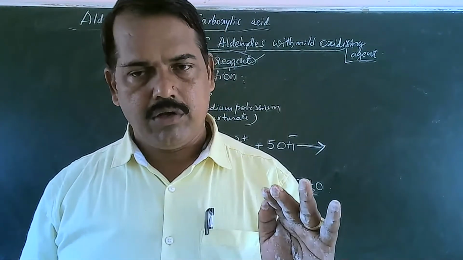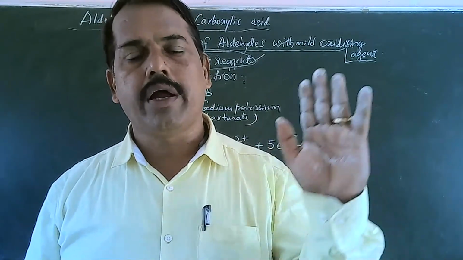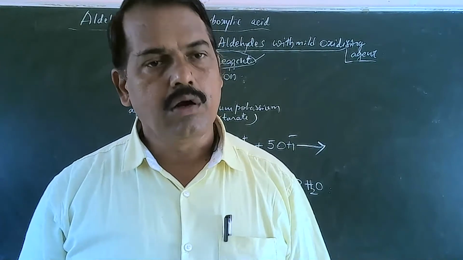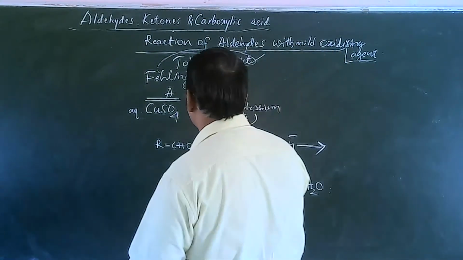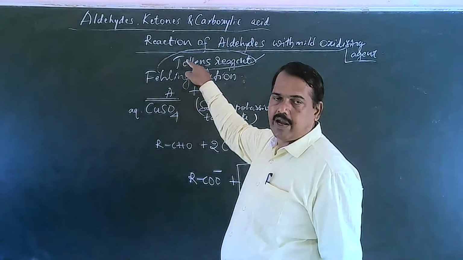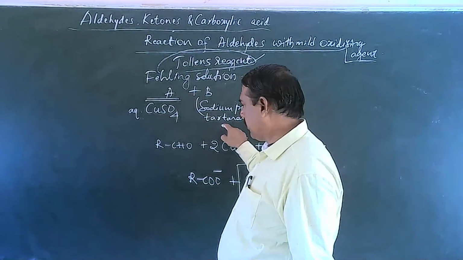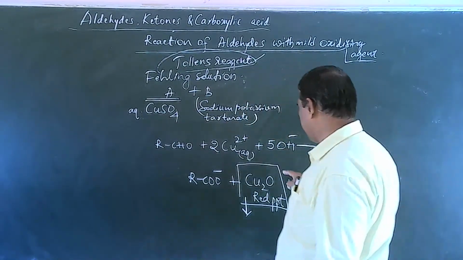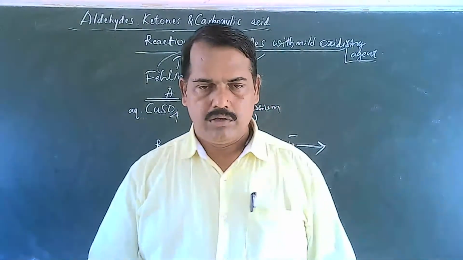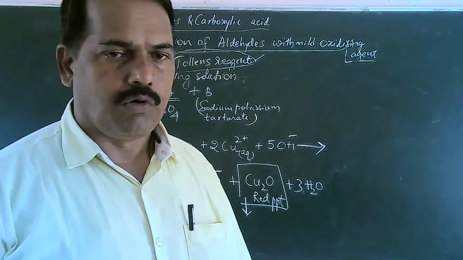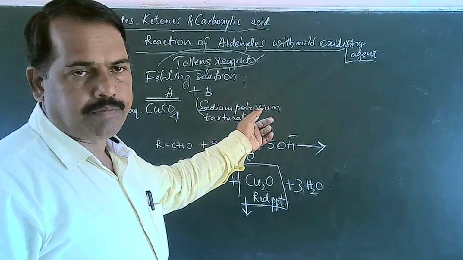This reaction is answered only by an aldehyde. So this is the major reaction used to differentiate between aldehyde and ketone. Tollens reagent and Fehling solution. Aldehyde gets converted into a carboxylic acid. Okay? Are you clear? So we shall continue our discussion tomorrow.